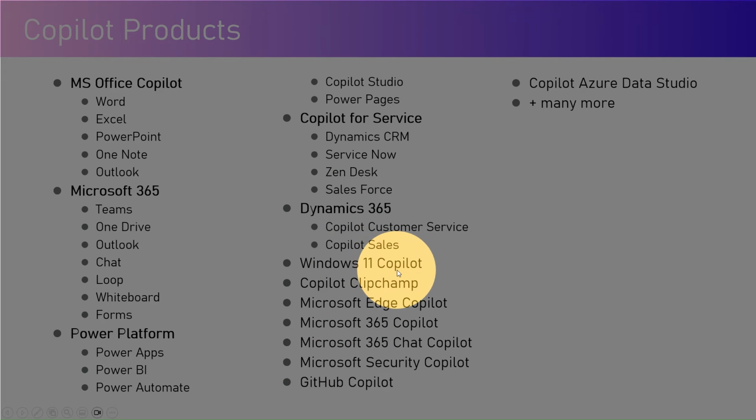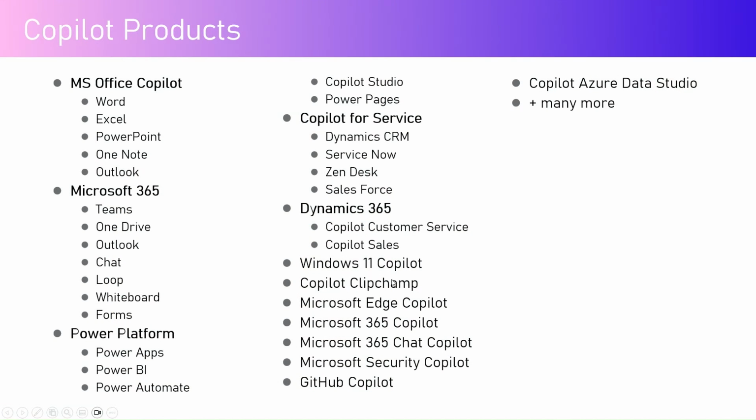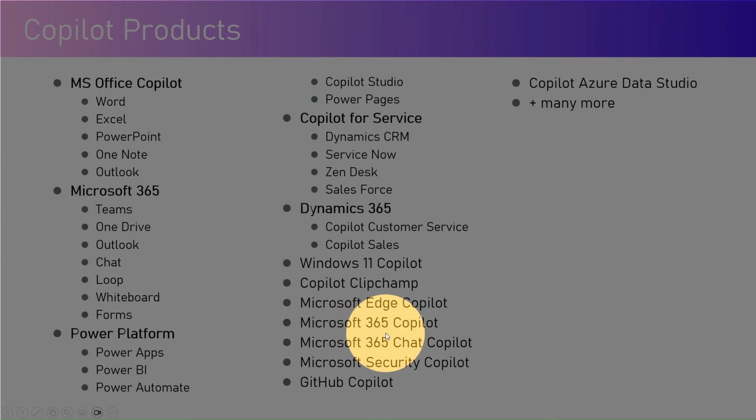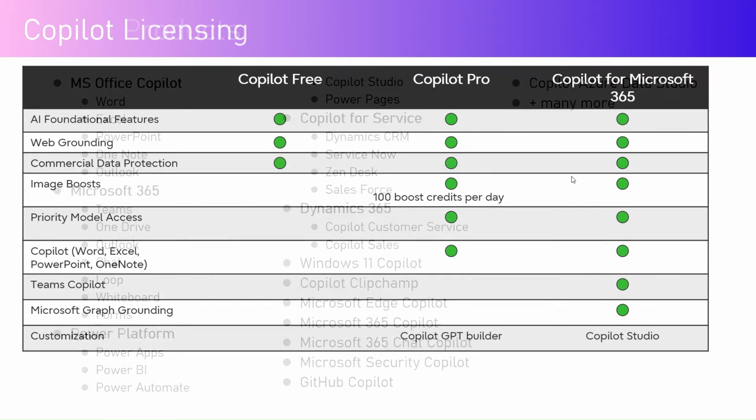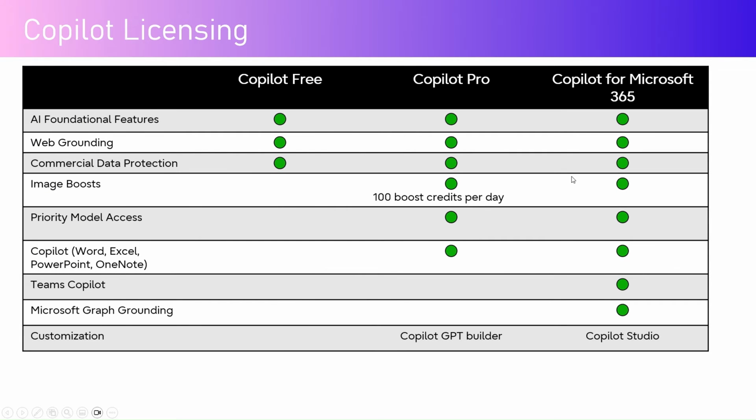Then there is Copilot for an operating system, Windows 11. Then there is Copilot for various other products that have been acquired by Microsoft, like Clipchamp. It's present in the Microsoft Edge browser. Then Microsoft 365 itself has a Copilot or a chat Copilot, and then various other Copilots in security, GitHub Copilot, Azure Data Studio, and many more. So the list is growing.